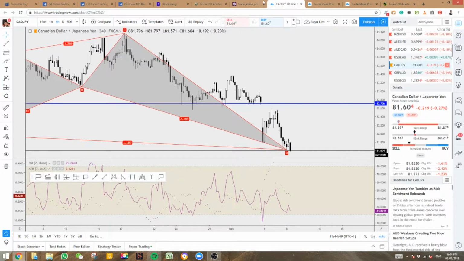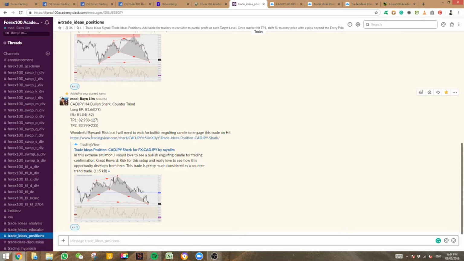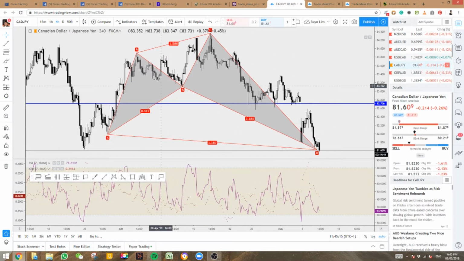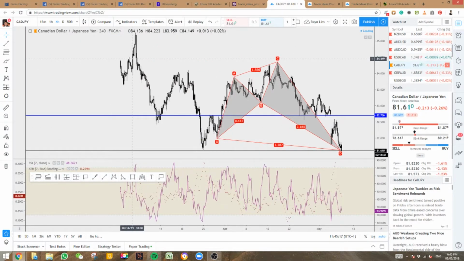So what did I mention? I'm talking about having a bullish engulfing candle to engage this trade on the 4-hour chart. Although it's a wonderful reward to risk, I don't see it happening because at least half of the camp of harmonic pattern traders, they consider it invalid. They might find this an invalid shark. But why do I still put it in the list? Not because I'm desperate looking for a trade.